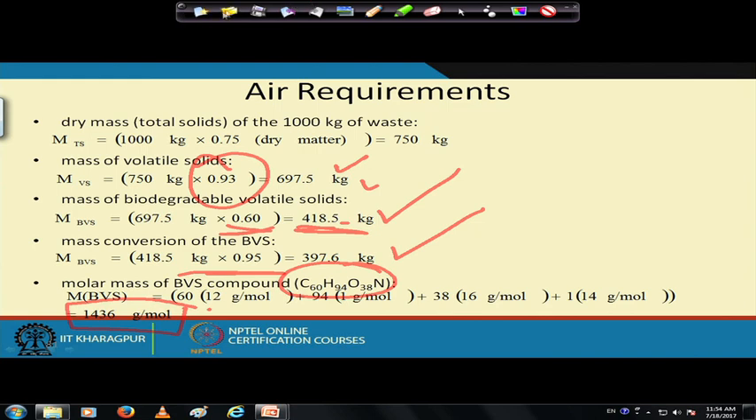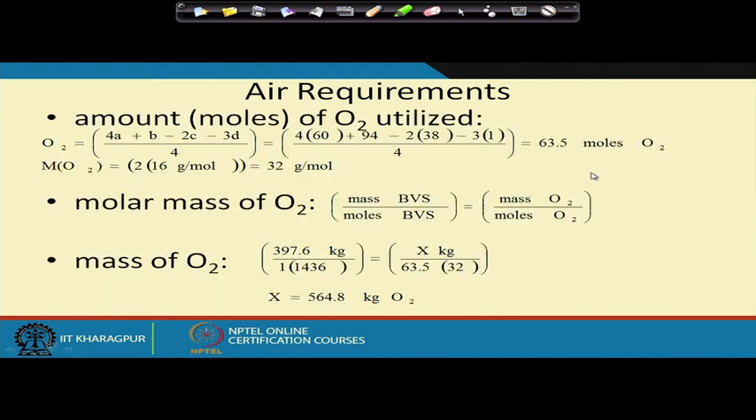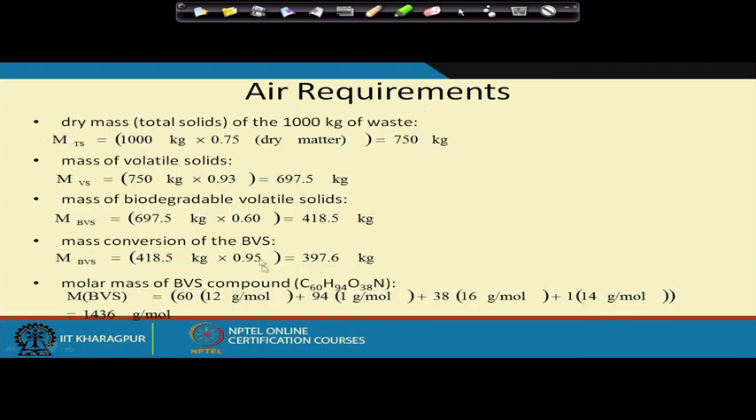Once we have this molar mass, we can find out the amount of moles of oxygen required. For one mole of this, we can just plug the numbers in: (4a + b - 2c - 3d) / 4. That is how many moles of oxygen 1 mole of that particular material will require. So a, b, c, d we can get from here.